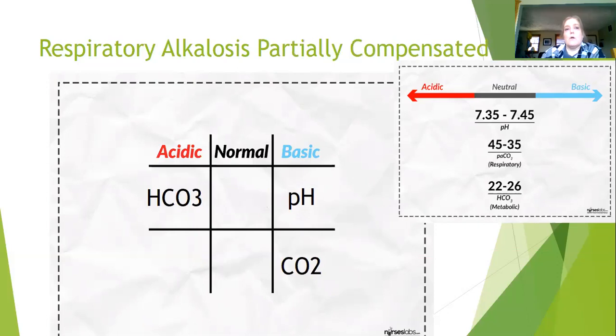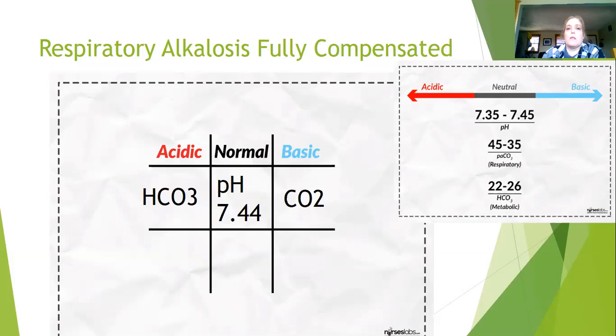Here we have a respiratory alkalosis partially compensated. So pH is abnormal, CO2 is under the same column as the pH, and so it is a respiratory problem. The bicarb is far on the opposite side, so it is trying to fix it, it just hasn't succeeded yet. So respiratory alkalosis partially compensated.